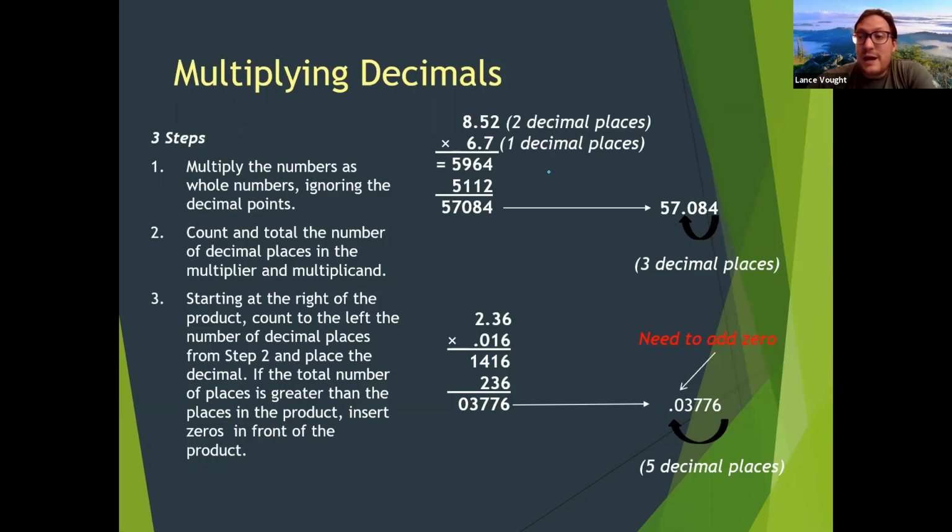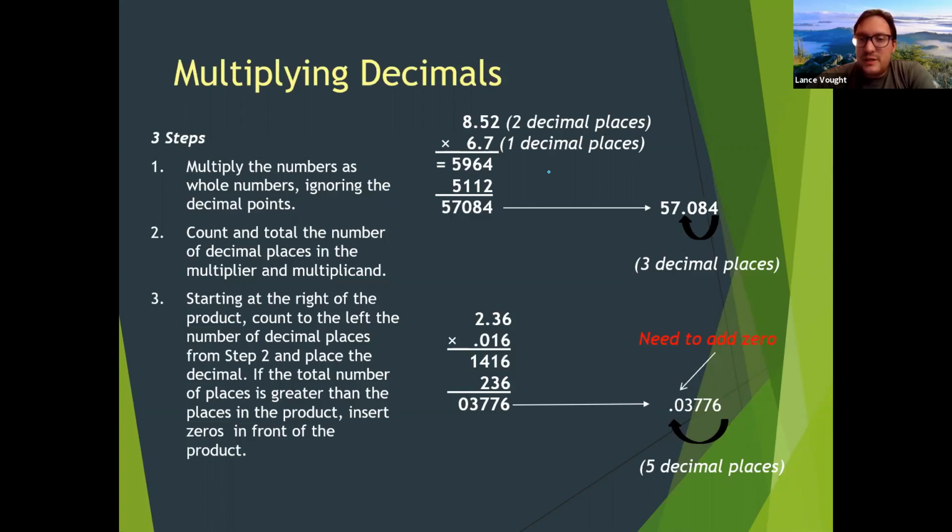So the reason why I deviate from what this book is doing is the book here is doing a process where they just treat everything as a whole number and then they add the decimal points at the end, which is what I do.